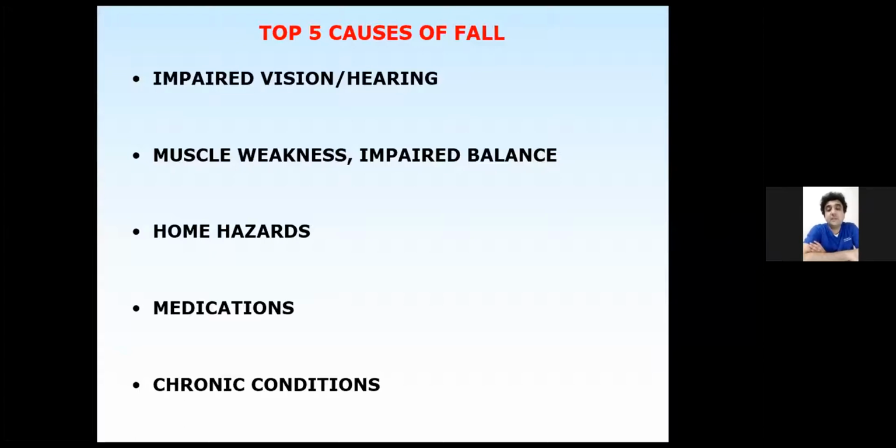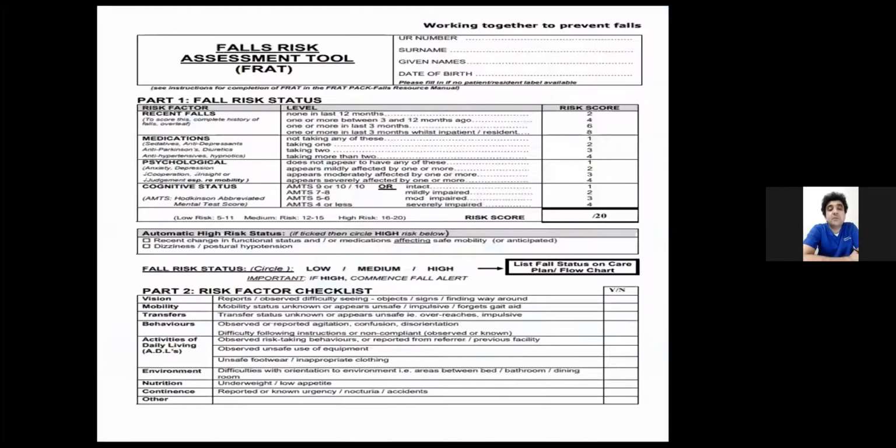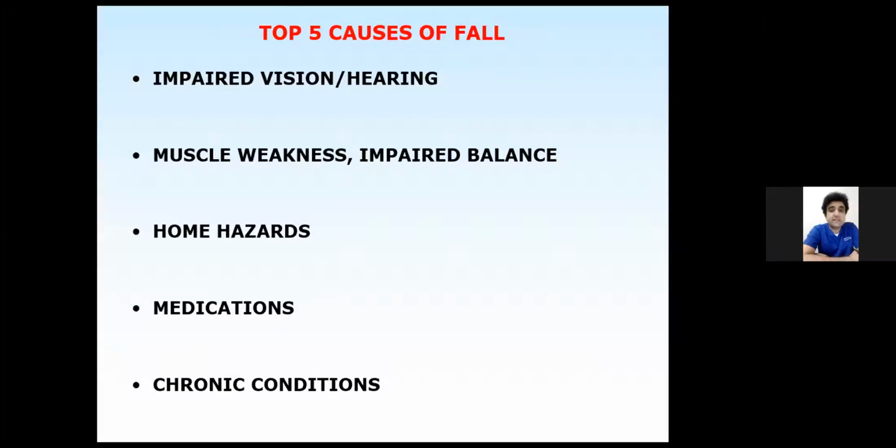The second thing is muscle weakness and impaired balance. As we age, the muscles become weak and the balance also becomes weak. We'll talk in a little more detail when the physiotherapy team presents this. But it's important to understand that I'm not done with that slide. Can we just go back?